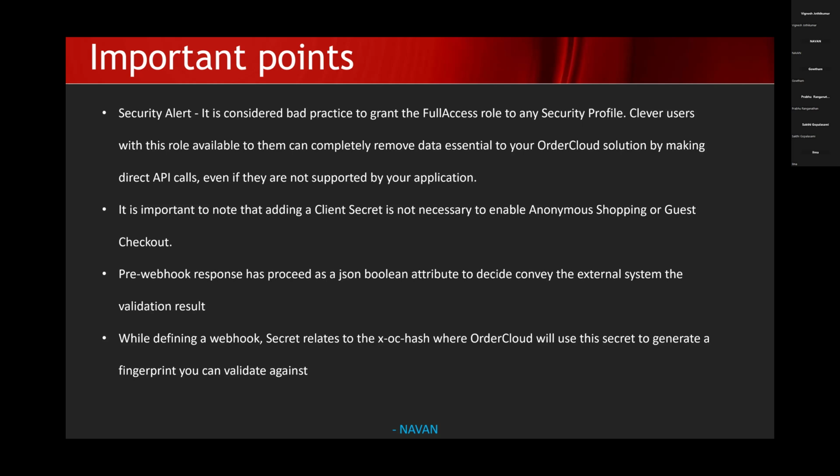Pre-webhook response has proceed as a JSON Boolean attribute to convey the external system validation result. In the previous slides, I was talking about pre-webhook. The webhook is used for validation. So when some validation fails, you pass a false value to proceed. There's an attribute called proceed, and if you say false, then that comes back to the actual calling application or the destination application and tells it the validation has failed. And there is also a JSON object that gets passed with details of why it failed, so this can be used by that application.